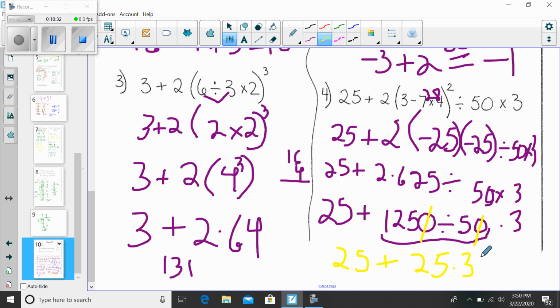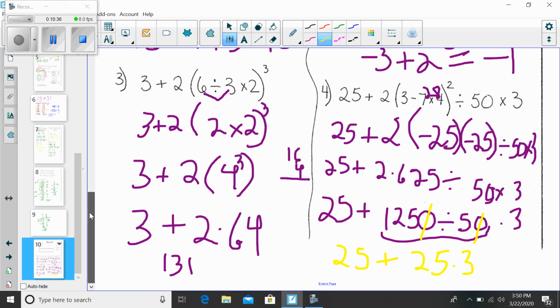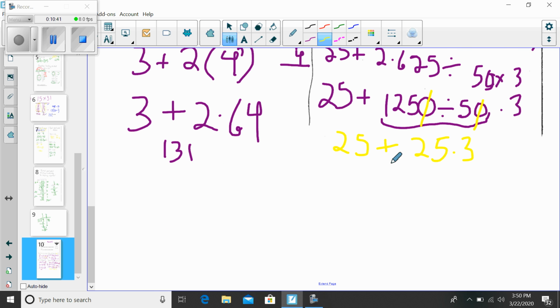All right, so 25 times 3 is 75. And then I'm almost out of space here. Oh, I can extend my page. How nice. It doesn't work with real paper, so that's really nice. That's a nice feature. I get here, and then my final answer is 100.